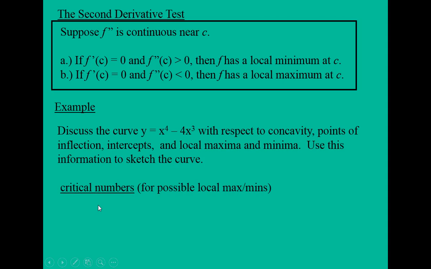So first off, let's look for our critical numbers. We know to find our critical numbers, we set the derivative equal to 0, and then we would solve for x. So we get critical numbers at x equals 0 and x equals 3.